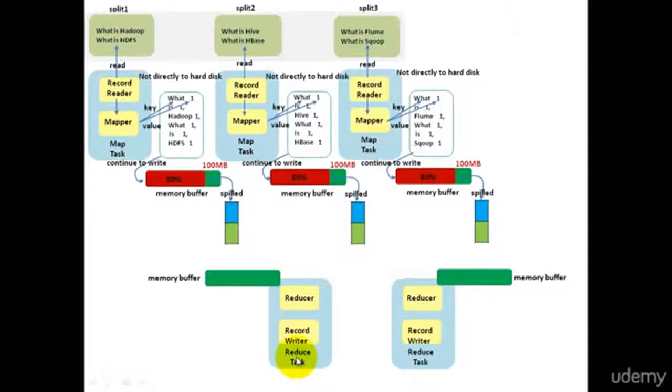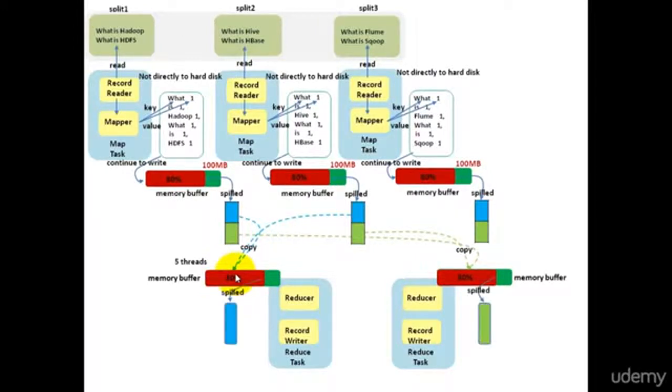Reduce task will start copying the records from the map output. Reduce task will not wait for all the map tasks to complete. As soon as one of the map tasks completes, reduce task will start copying the records. All the records in the same partition will go to the same reducer. By default, reduce task uses 5 threads to copy data in parallel from different map tasks. It copies the data to its memory buffer.